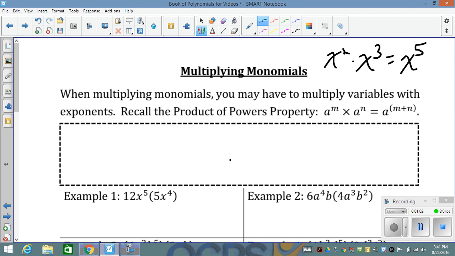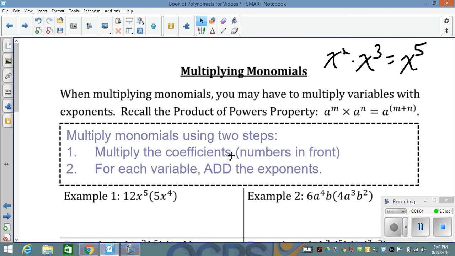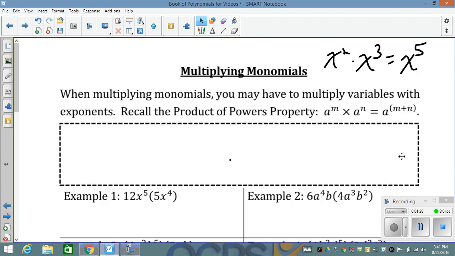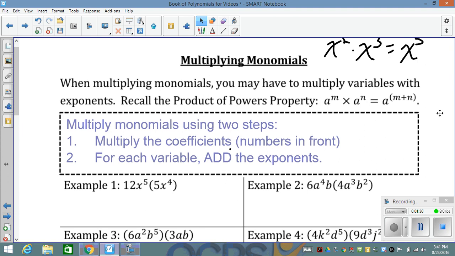Okay, so when we are multiplying monomials, you're basically going to do two steps, and you do want to write this in the box there. To multiply monomials, first you're going to multiply the coefficients. The coefficients are the numbers in front. Then for each variable, you are going to add the exponents. So you take all the x's and you add the exponents. Sorry. You take all the y's and you add the exponents, the a's, the b's. So for each variable, you add the exponents.